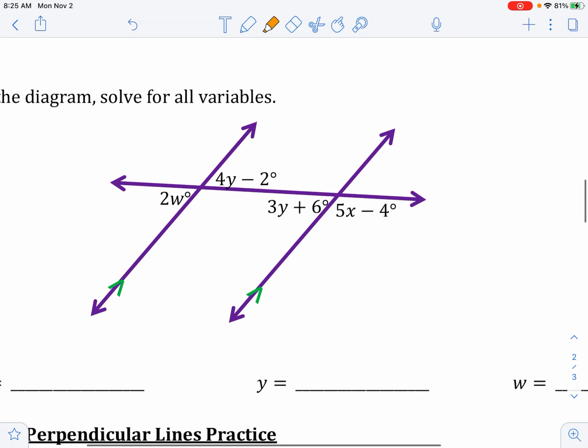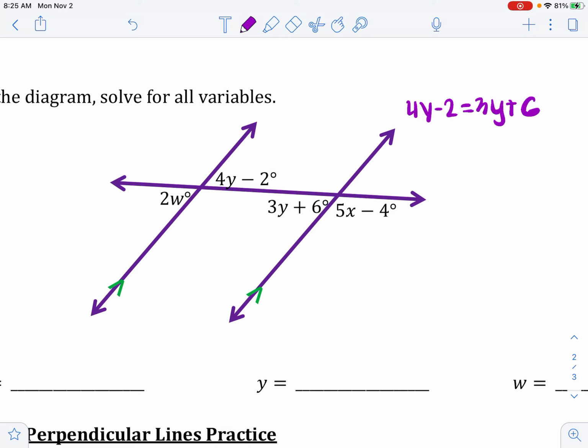All right, next one. Given the diagram, solve for any variable. So the first thing you have to do is decide which variable I'm solving for. So I see I have a W, a Y, and an X. So since there's two Y's, I'm going to solve for Y first. So I look now and I say, okay, what kind of angles are these two angles? Here's my parallel lines. They're on the inside and they're on alternate sides of the transversal. So these are alternate interior angles, and I know alternate interior angles are congruent.